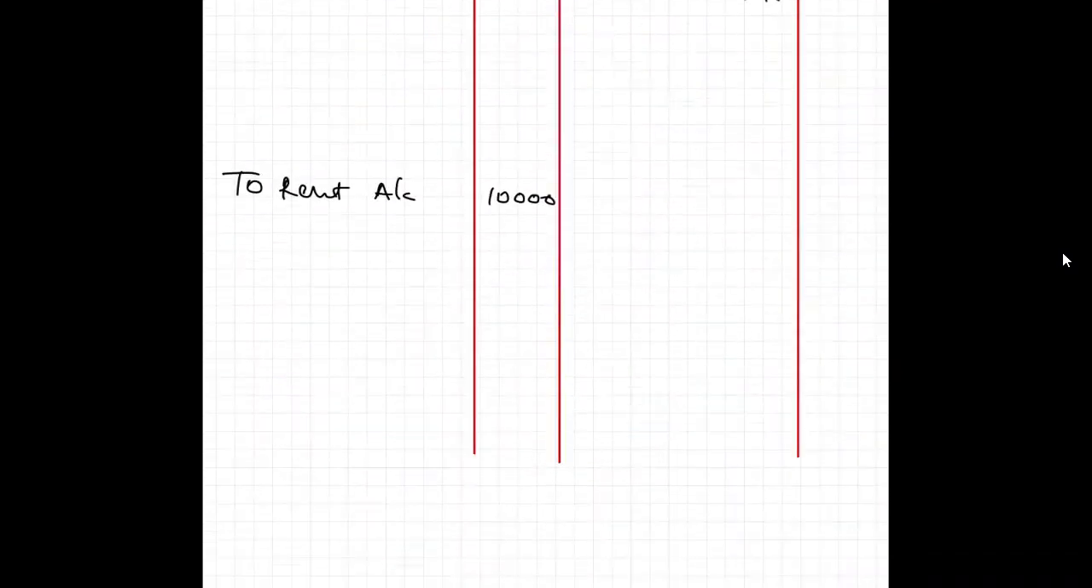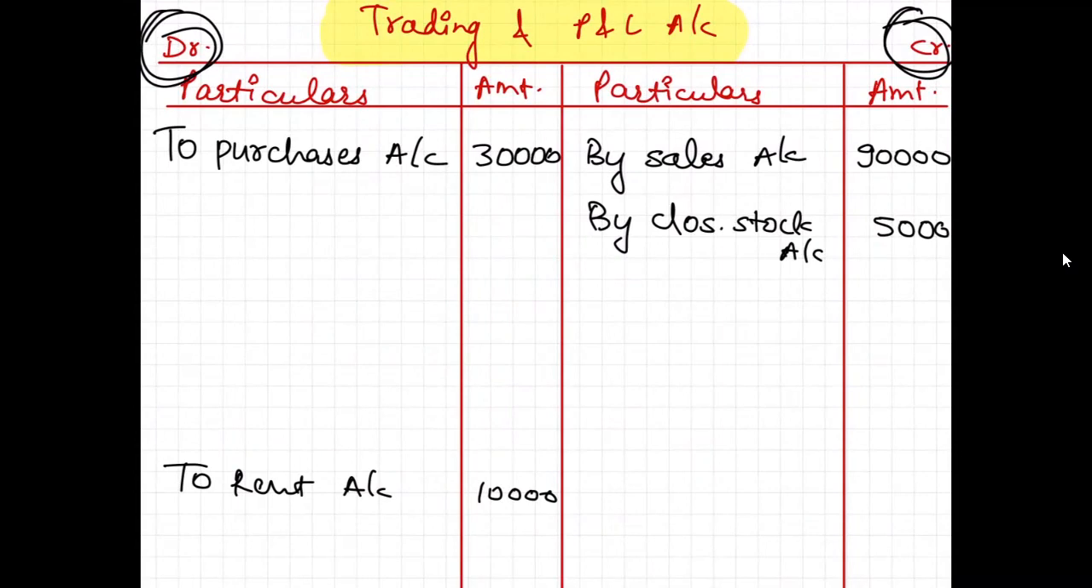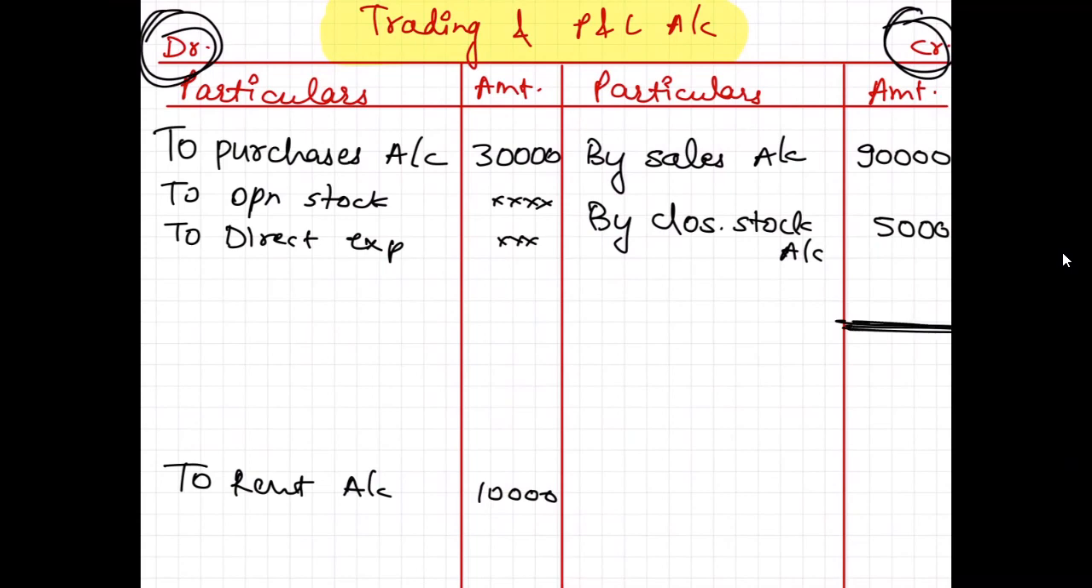Now what I have to do, now I have to calculate the profit and the losses. So if there was any opening stock, I would have written in the debit side because it is the stock from the previous year. If there would be any direct expenses, I would have written on the debit side. Okay, but there is nothing as such. So let's do the total. On the credit side, there is a total of 95,000. 90 plus 5,000, that is 95,000. On the debit side also, the total should come to 95,000.